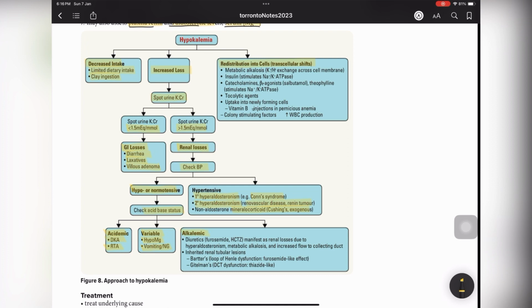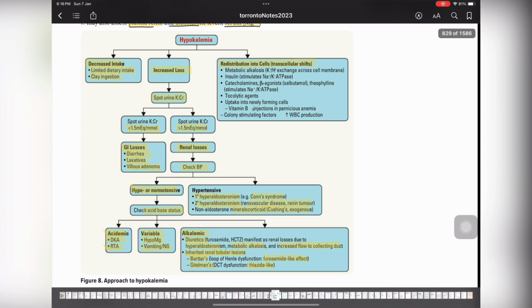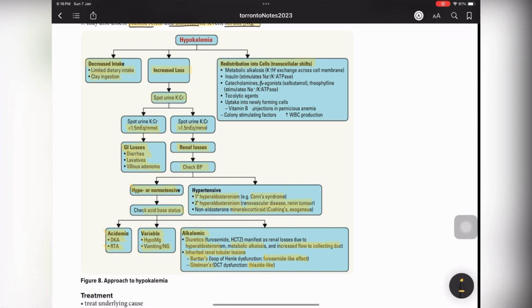And then in alkalemic state, there are two conditions: diuretics, because of furosemide or thiazide diuretics, which may cause hyperaldosteronism, metabolic alkalosis, and increased flow of collecting duct, or an inherited cause that could be Bartter syndrome or Gitelman syndrome. In Bartter syndrome, the condition is most likely because of a furosemide-like effect, and in Gitelman syndrome, there's a thiazide-like effect on the symptoms. So this is a general approach with hypokalemia.